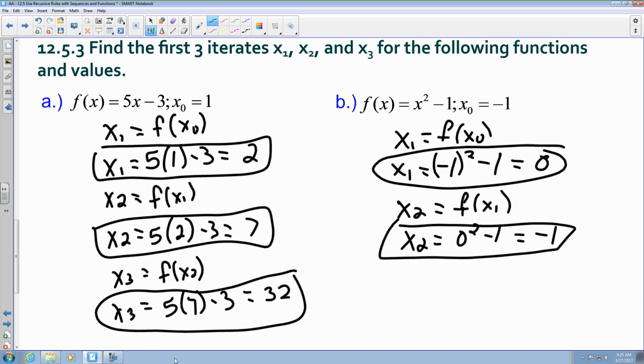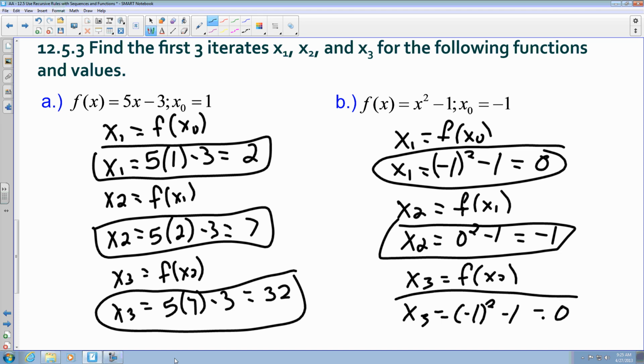And then lastly, x of 3 comes from the function of x of 2. X of 3 equals negative 1 squared minus 1. Well, negative 1 squared is 1. 1 minus 1 is 0. So this function is going to be 0, negative 1, 0. In fact, this pattern kind of goes 0, negative 1, 0, negative 1, all the way to infinity.